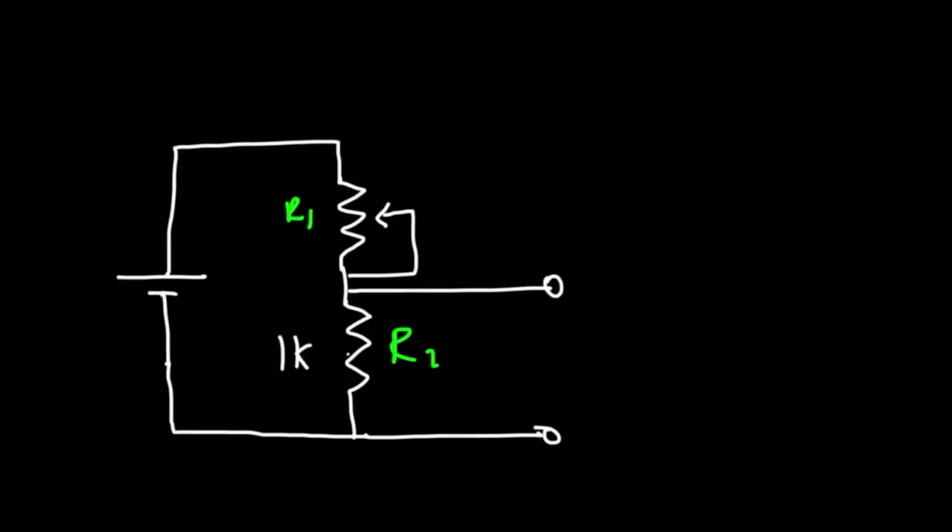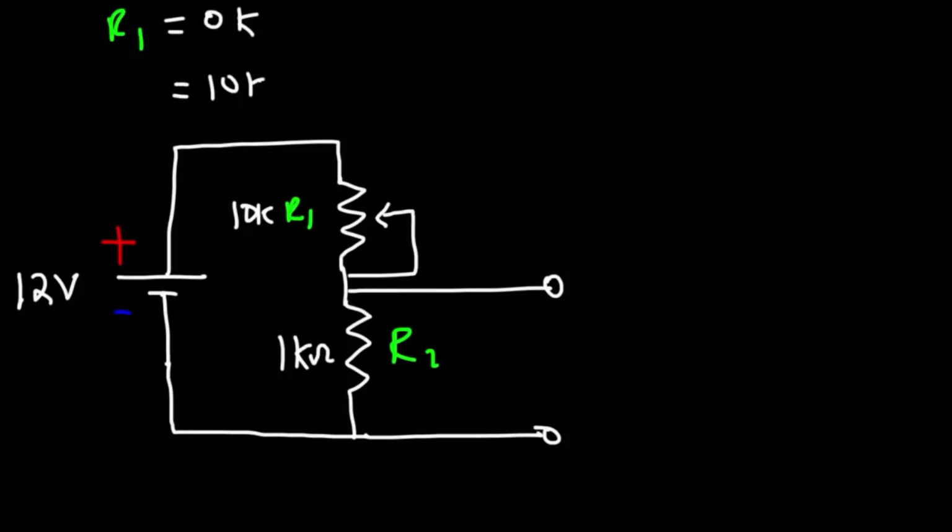Let's say R2 is a 1 kilo ohm resistor and R1 is, let's make it a 10 kilo ohm resistor. And let's use a 12 volt battery. So what we're going to do is calculate the range of the voltage across R2. So R1 can vary between 0K and 10K. So let's calculate the output voltage when R1 is set to 0K.